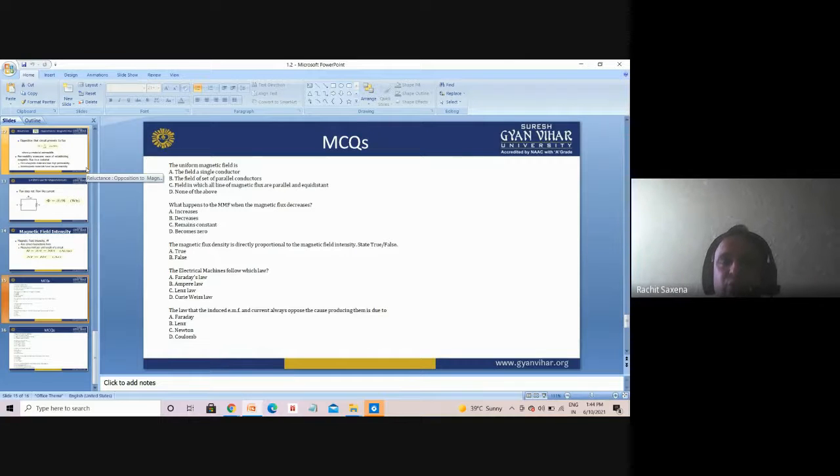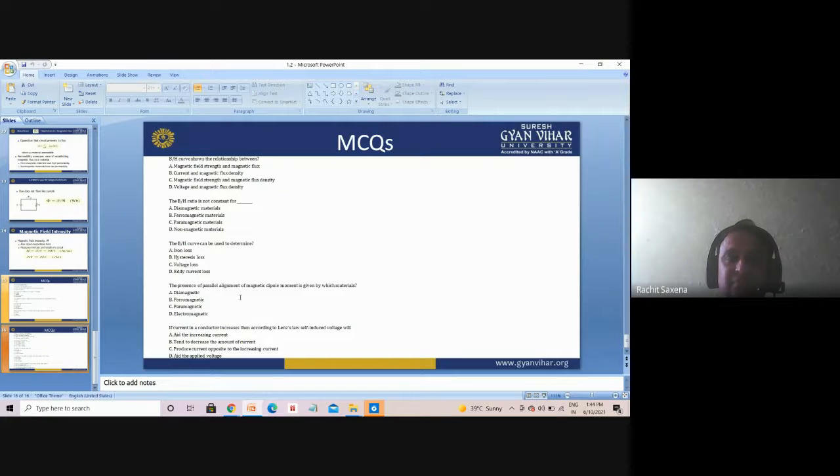If I am talking about the simple flux intensity, flux density is B, and H represents the intensity, so intensity is basically the magnetizing force. Depending on all these, there are some multiple choice questions for you. Just go through them. Some choices are there, and these are more questions related to this topic, magnetic circuits. So this is about today's lecture. If you have any query, you can ask me. I hope you understand all these things. Thank you.